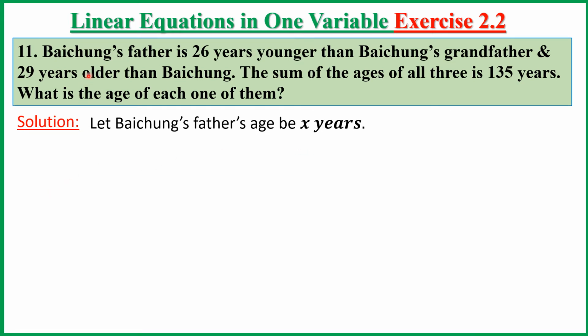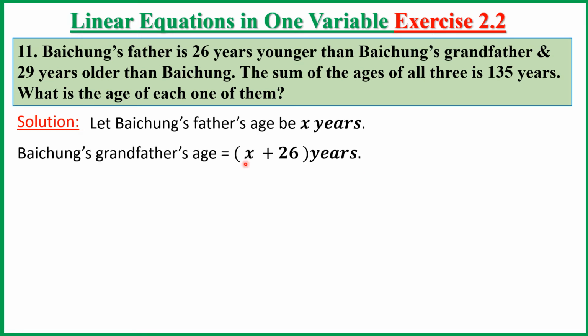Then the next step is what they have given. Baijung's father is 26 years younger than Baijung's grandfather. So for the grandfather, we add 26 years to your father's age. That is, Baijung's grandfather's age is equal to x plus 26 years. If we add 26 years to the father's age, we get Baijung's grandfather. You have to read the question twice, thrice, then only it will be very clear for you to understand.